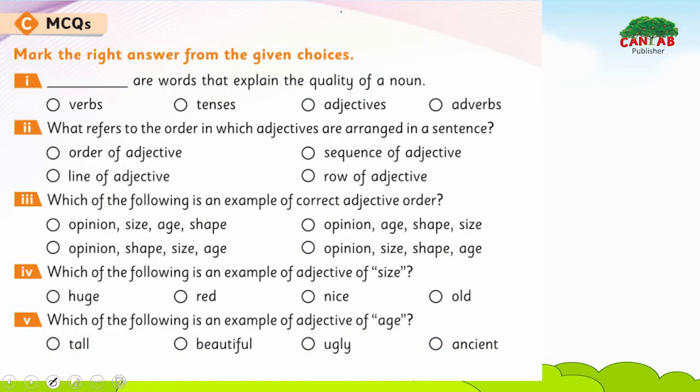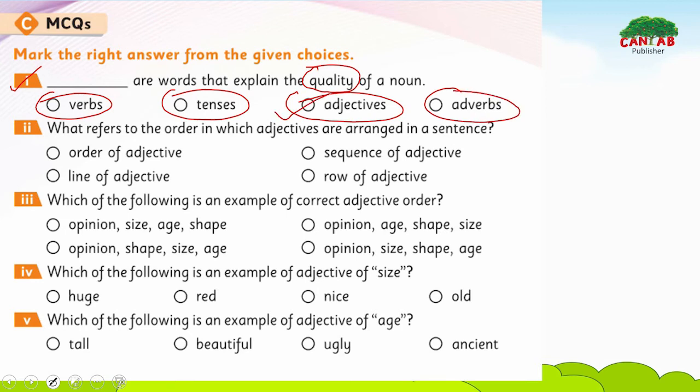Here are some of the MCQs. The first one is, dash are words that explain the quality of a noun. What tells quality? Verbs, tenses, adjectives or adverbs? Yes, adjectives are the words that explain the quality of a noun. What refers to the order in which adjectives are arranged in a sentence? Order of adjective. Yes, order of adjective. Sequence, wrong. Line of adjective, wrong.